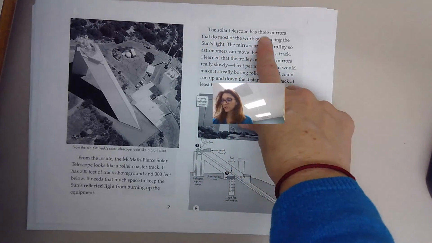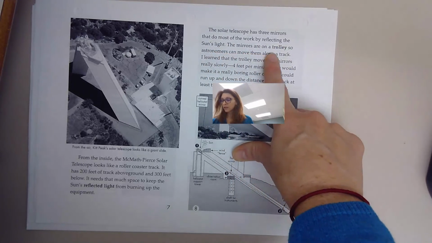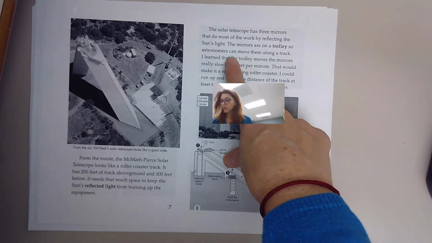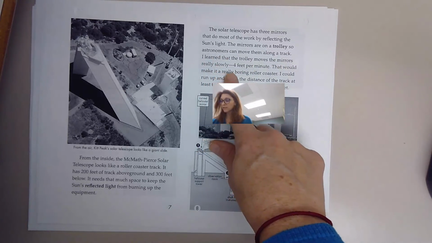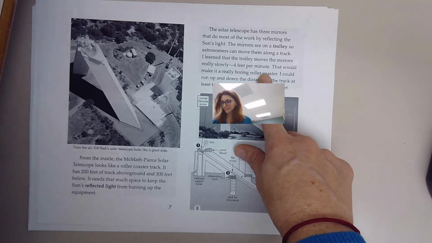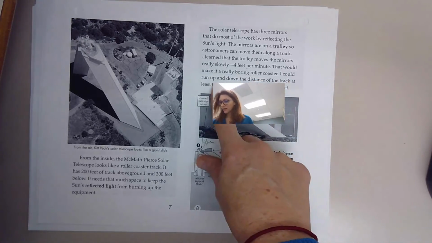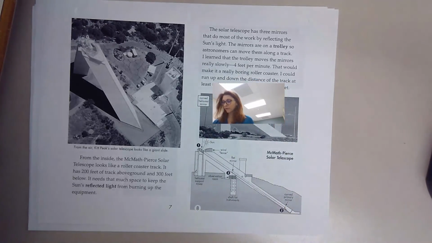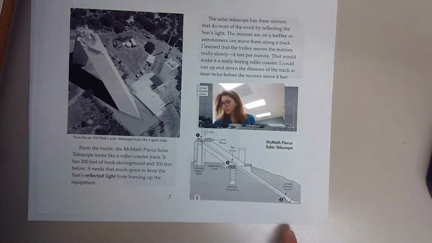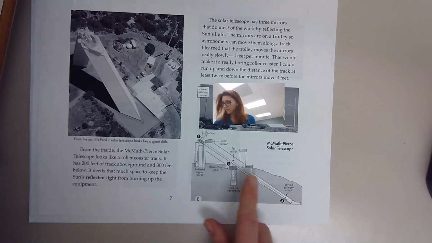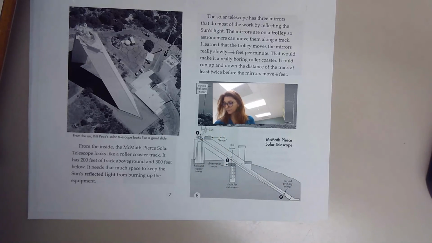The solar telescope has 3 mirrors that do most of the work by reflecting the sun's light. The mirrors are on a trolley, so astronomers can move them along a track. I learned that the trolley moves the mirrors really slowly, 4 feet per minute. That would make it a really boring roller coaster. I could run up and down the distance of the track at least twice before the mirrors move 4 feet. So they're slowly moving these mirrors. You can see the flat mirror, a curved mirror. There's the wind fence. The sun's rays are hitting down there.